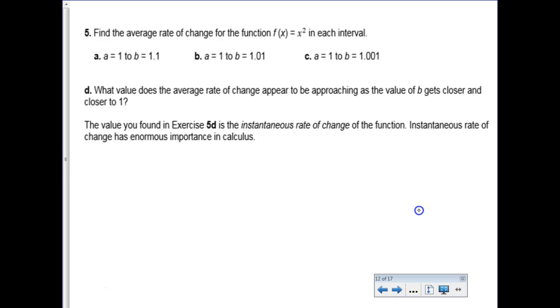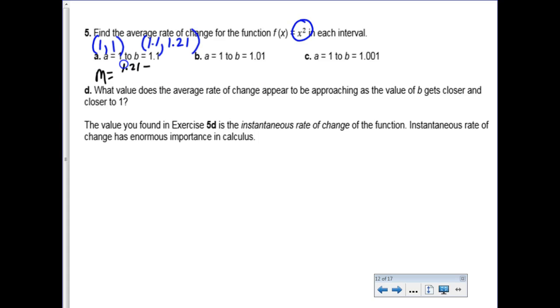This would be fun. Find the average rate of change for our fun quadratic function, x squared, really boring function, between these two intervals. So from 1 to 1.1. So the first ordered pair would be when you plug in a 1. So 1 squared is 1. And then here I'm going to need some calculator help, guys. What happens when you plug in a 1.1? What's 1.1 squared? 1.21, thank you.